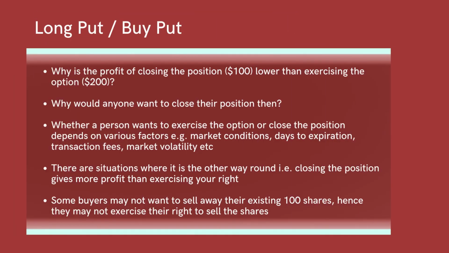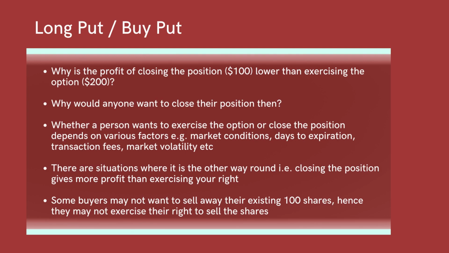Okay, right now you may wonder why is the profit of closing the position lower than exercising the option, and why would anyone want to close their position then? Well, the simple explanation on whether a person wants to exercise the option or close the position depends on various factors, including market conditions, time remaining until expiration, transaction fees, investors' outlook of the stock and its price, market volatility, etc. There are actually situations where it is the other way around, where closing the position gives you more profit than exercising your right. More on that later in the long call segment.